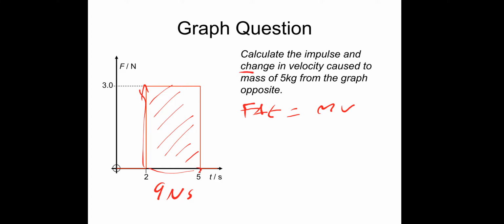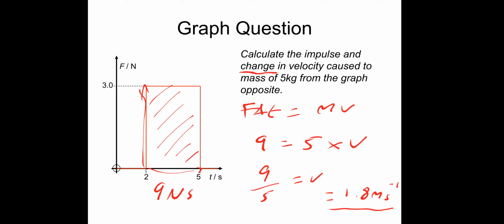Because we're looking at the change in velocity, force times change in time is 9, which equals a mass of 5 times v. So v would simply be 9 divided by 5, which is 1.8 meters per second.